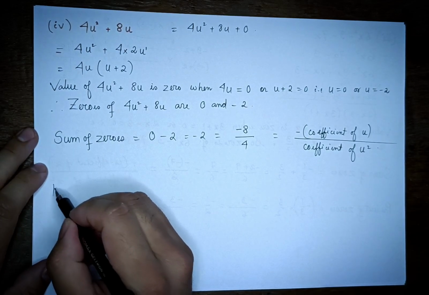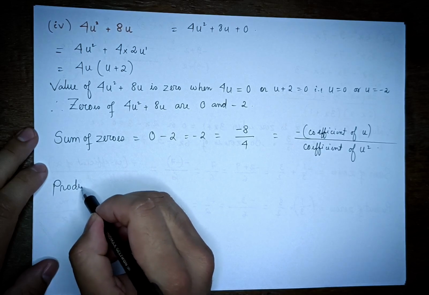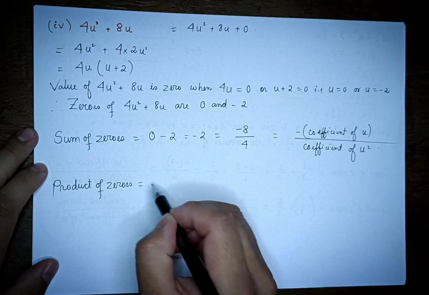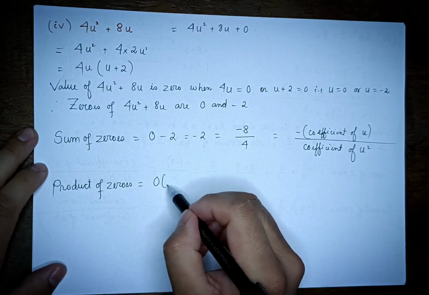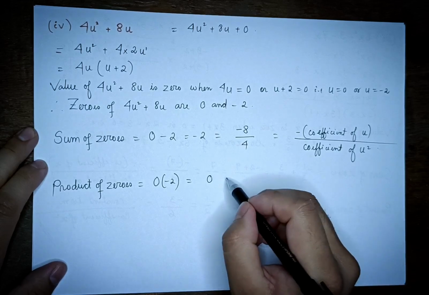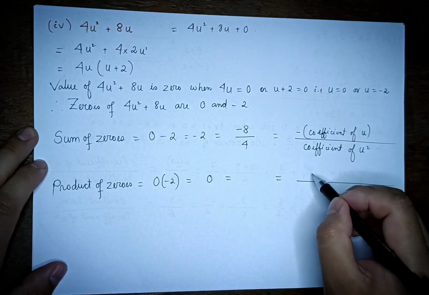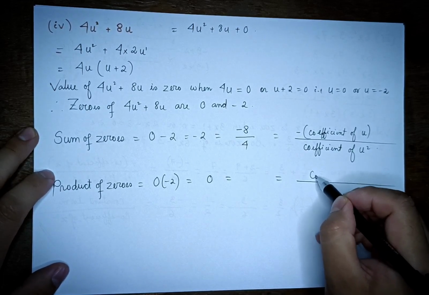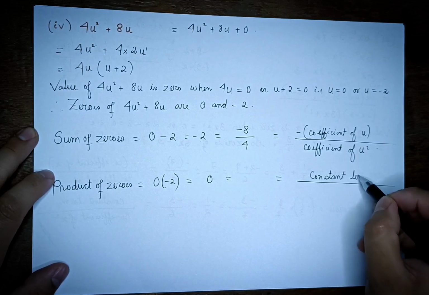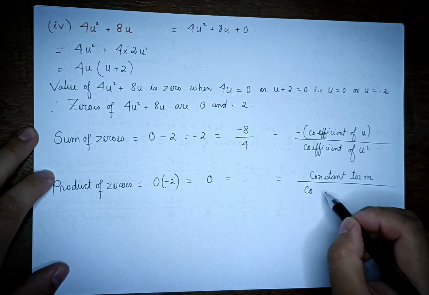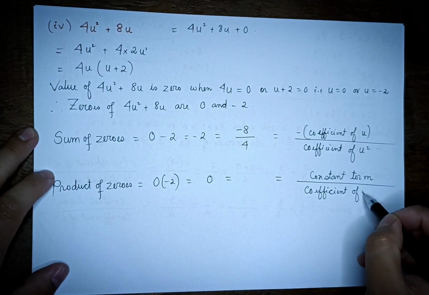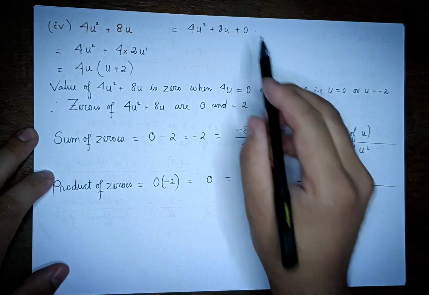Next, let's verify the product of zeros. Product of zeros is equal to 0 into minus 2. We get 0. Leave a blank here and write constant term divided by coefficient of u square. What is our constant term? Our constant term is 0.